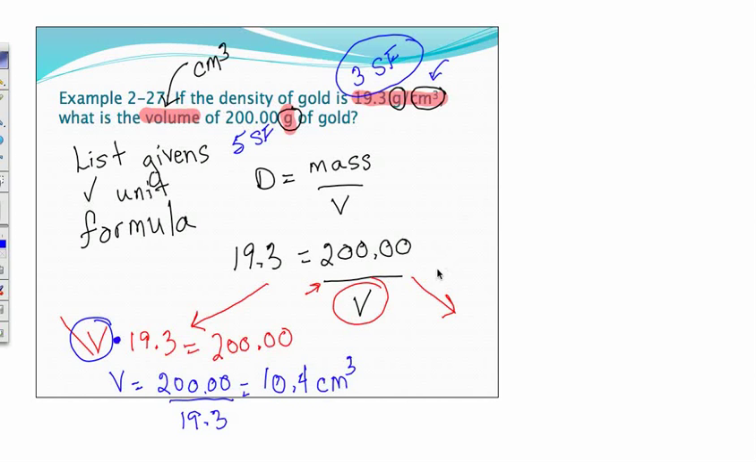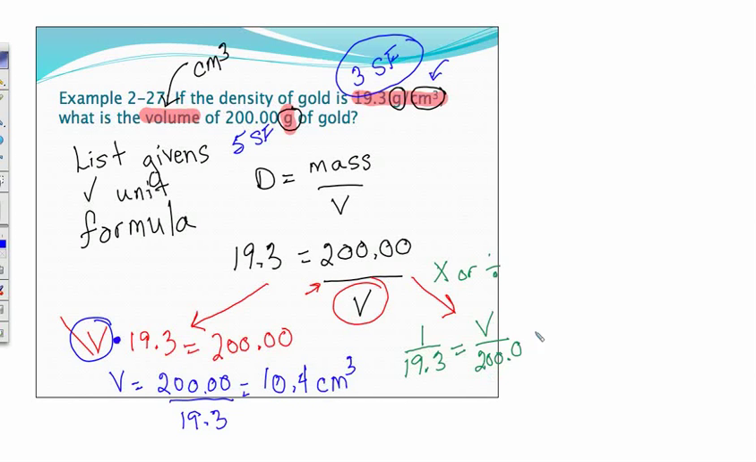What you can do, and it's valid mathematics, but you can only do this if all you have is multiplication and/or division. When your unknown is the denominator, you can invert both sides. So if I invert my left-hand side and invert my right-hand side, as long as I do the same thing to both sides, I maintain my equality. That gets my unknown out of the denominator.